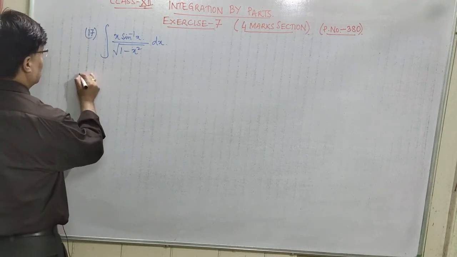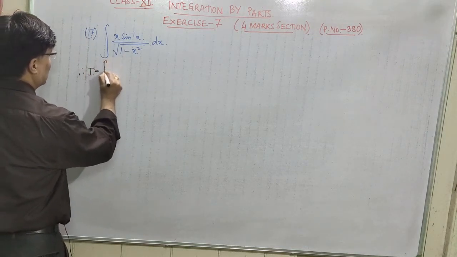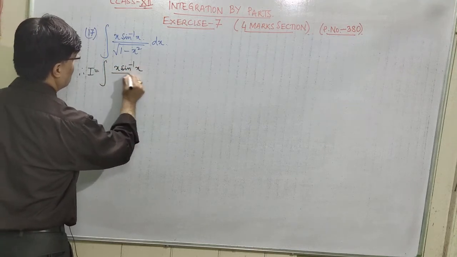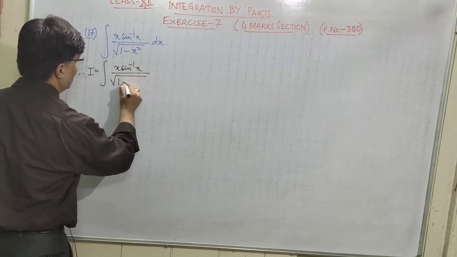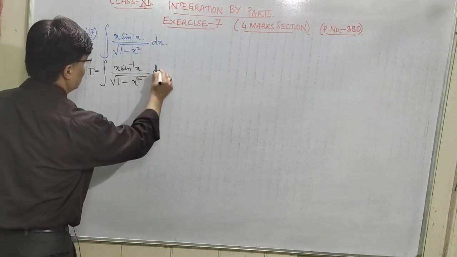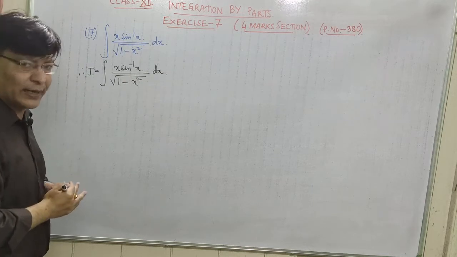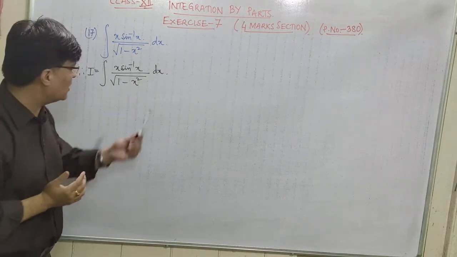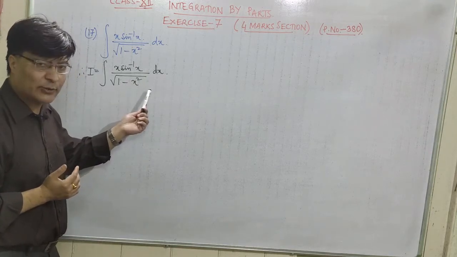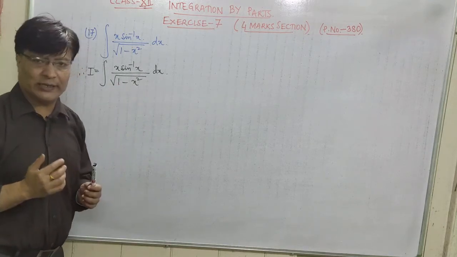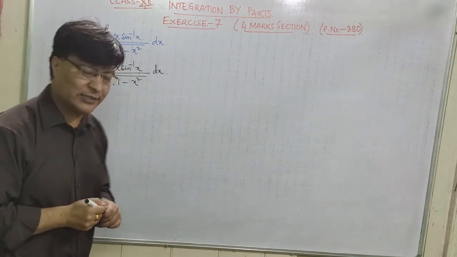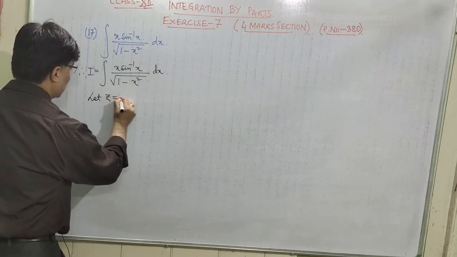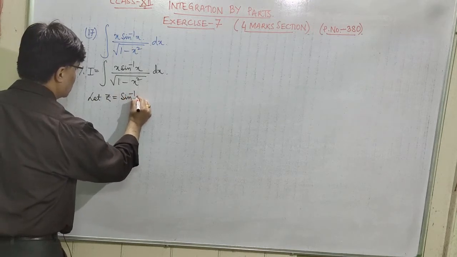So let us first write, therefore I is equal to integration of x sine inverse x divided by root over 1 minus x square dx. Okay, so let us assume sine inverse x as z, because on differentiation we're getting 1 upon root over 1 minus x square. In this case x is also there, you have to get the value for x. So let z is equal to sine inverse x.